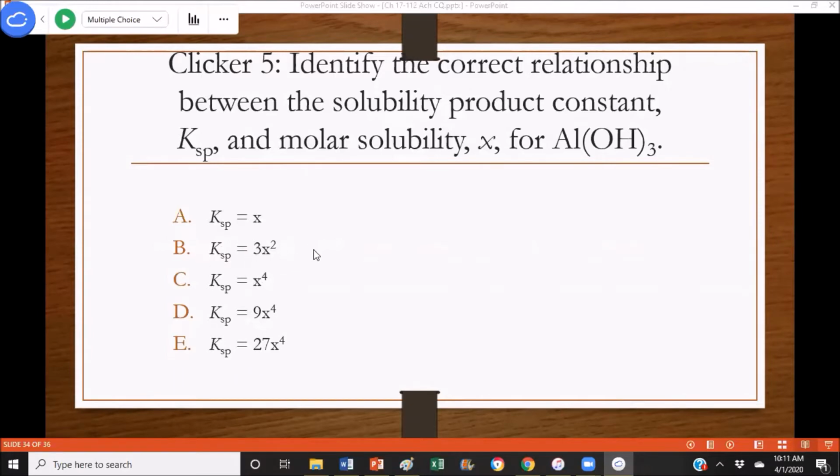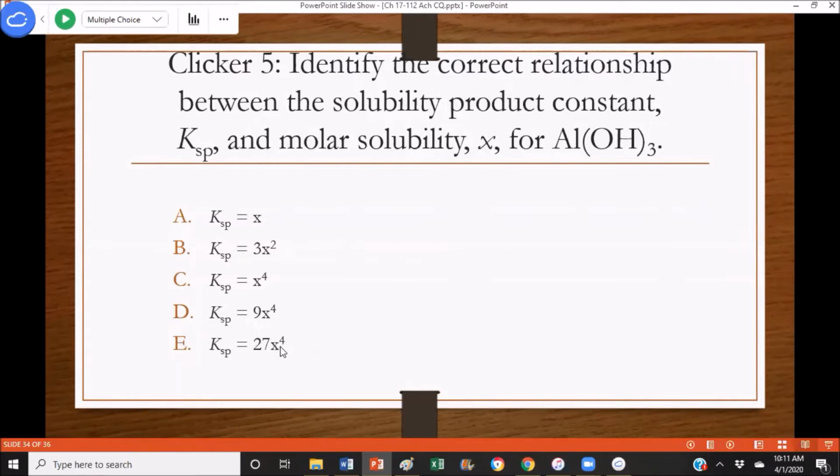So you gotta remember, this is gonna form one of these guys and three of these guys, but the Ksp expression is products raised to the power of their coefficients. So 3 hydroxides means the 3x will not be to the first power, but to the third power. So x and 3x, so x times 3x cubed makes 27x to the 4th. X times x cubed would be x to the 4th.